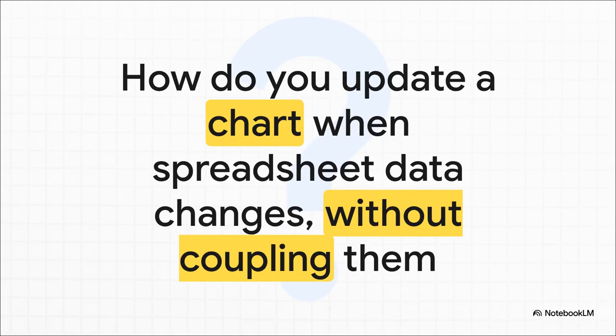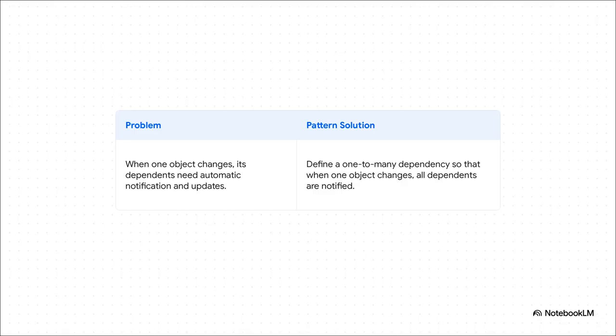Think about this classic behavioral problem. You've got a spreadsheet full of data, and you've got a nice pie chart that's visualizing it. When you change a number in that spreadsheet, the chart has to update instantly, right? But here's the catch. You really don't want the spreadsheet code to be hardwired to know about the pie chart. I mean, what if you want to add a bar chart later, or a line graph? This is where the observer pattern comes in, and it solves this so elegantly.